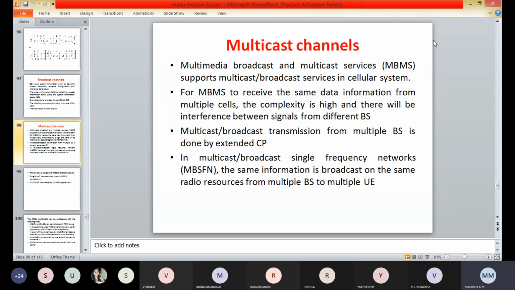It is achieved through the so-called single frequency network, that is SFN operation. Here the extended CP is used to cover the propagation delay from multiple cells. The longer CP can ensure that the signals from different base stations fall within the CP at the receiver, which will avoid the ISI, that is intersymbol interference.